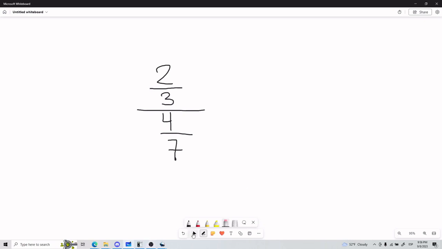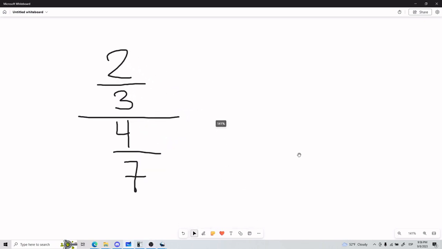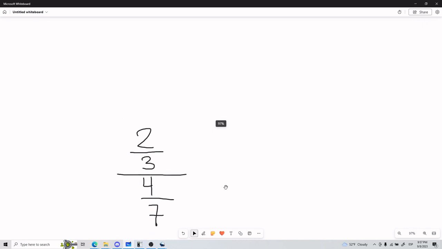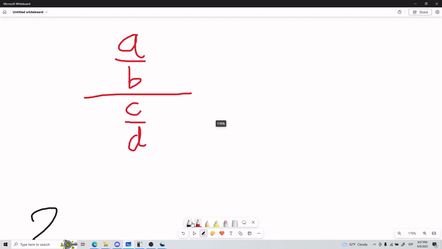All right, so when you are facing a situation where you have a fraction being divided by a fraction, there is a very mechanical way to solve it, okay? And it's like a general math rule that you do kind of have to memorize, but it works like this. So let's say that I have a over b being divided by c over d.